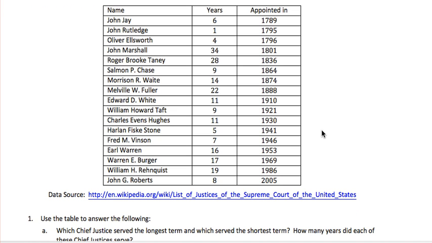First of all, which Chief Justice served the longest term and which served the shortest term? So our longest term would be 34 years with John Marshall, and our shortest term would be John Rutledge with 1 year.